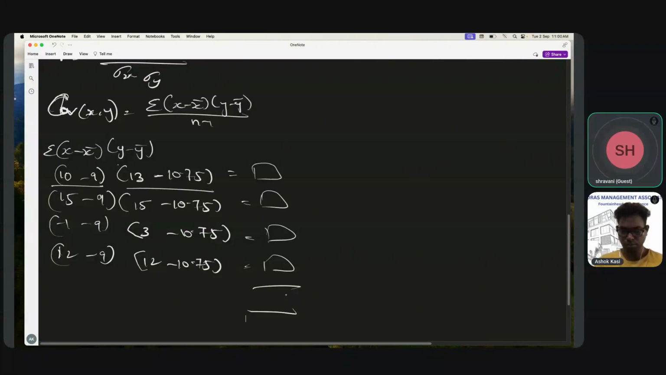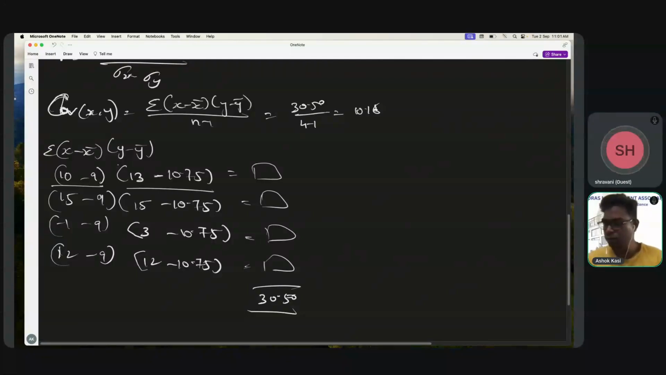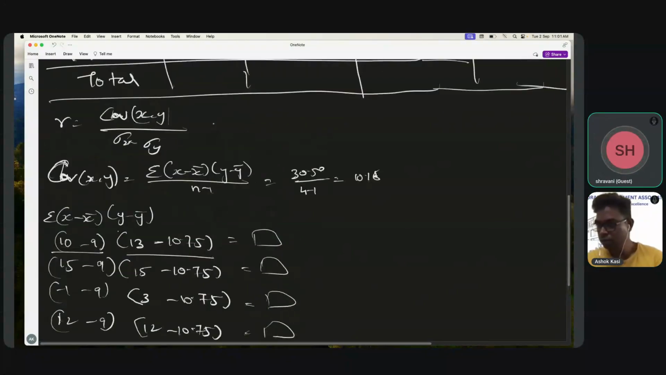So it's 30.50, right? Okay. So it will be 30.50 divided by 4 minus 1. That gives 10.16. So covariance is 10.16.